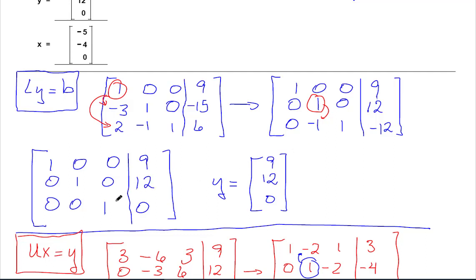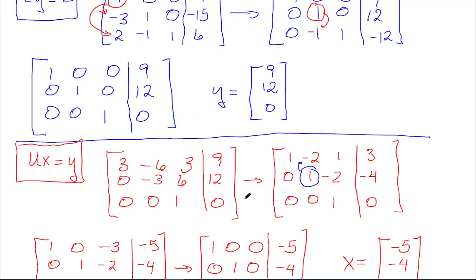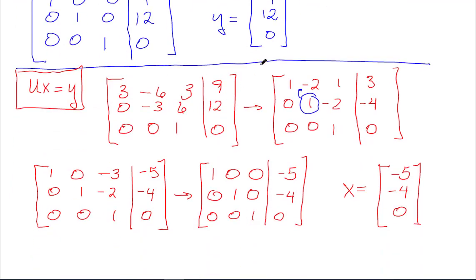And at that point, I'm going to use, so that made a 0. And when I did that, then this term is 0. And everything else is cleared out. And so I get that y is 9, 12, and 0. That becomes my new right-hand side with my upper triangular matrix.